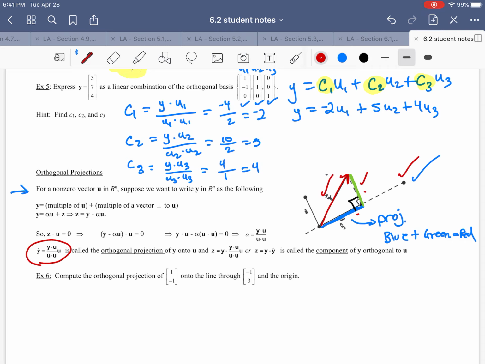Okay? All right, so let's see if we can't do this example. It's not going to be that hard when you see an example. All right, so we have: compute the orthogonal projection of 1, -1. So this 1, -1 is our y vector. Okay? All right, and onto the line through -1, 3 and the origin. This is our u. All right. So we want to calculate y hat. So that is y dot u over u dot u. So if I dot these two, 1, -1 dotted with -1, 3, I get -1 plus -3, so I get -4 over u dot u. So u dot u will be 1 plus 9, so it'll be 10.